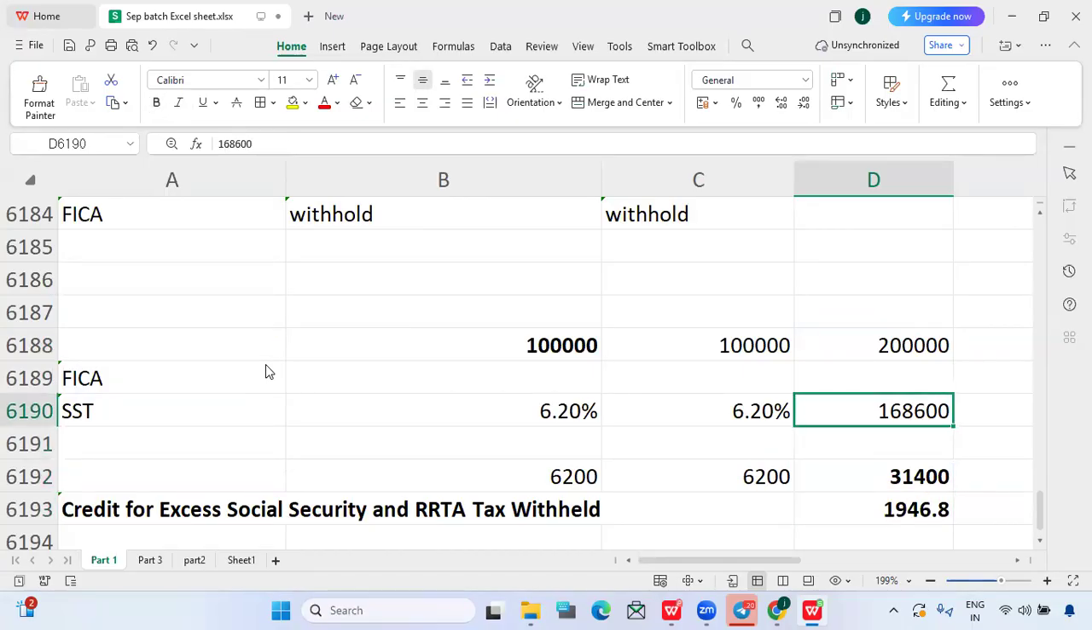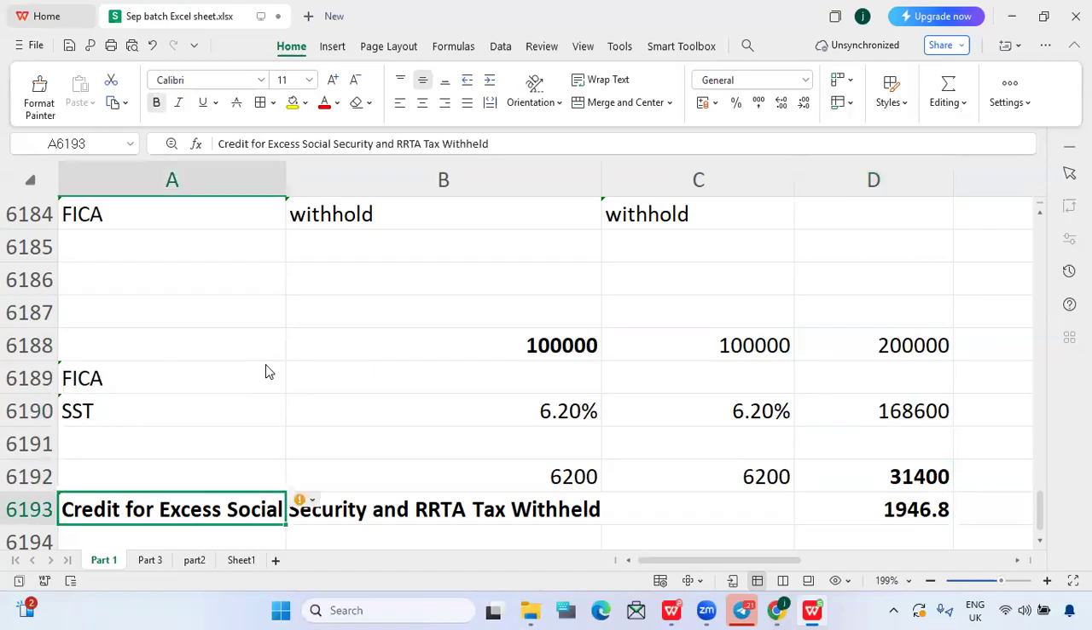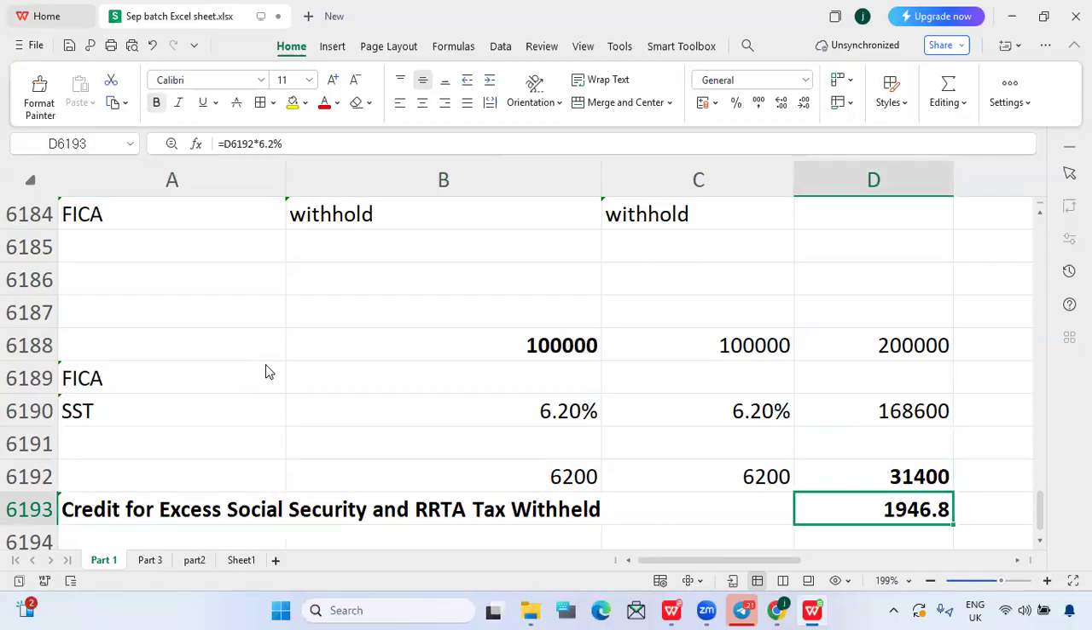So if the person is working for two companies, we have to see the total income minus 168,600. You will get the excess Social Security withheld base amount. On that, apply 6.2 percentage, and you will get the amount which is credited for excess Social Security withheld. That is the amount. In the exam, you will get these kinds of questions.